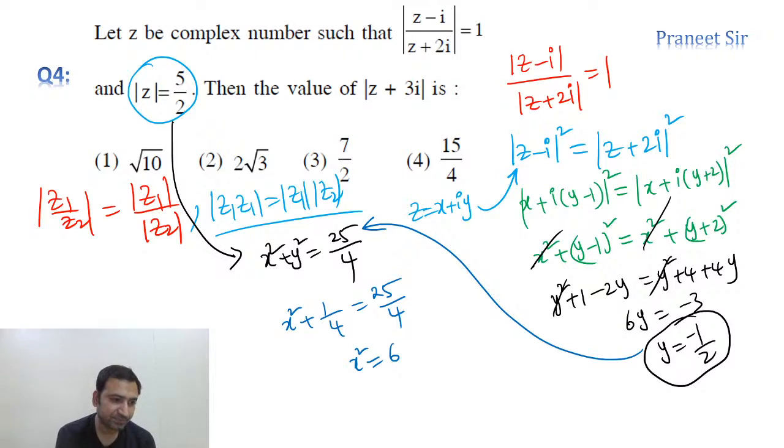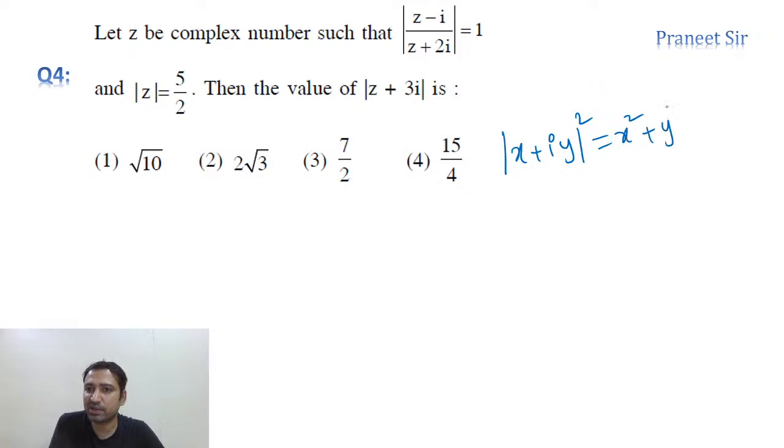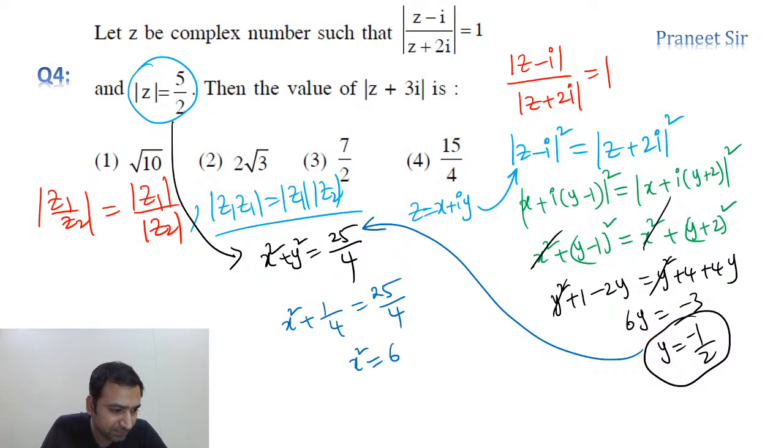Emmanuel, see, guys, let me tell you a simple thing. Mod x plus iy whole square is x square plus y square. Okay, now tell me. Final answer is 7 by 2. Emmanuel, you just check it. Now substitute x square is equal to 6 here.